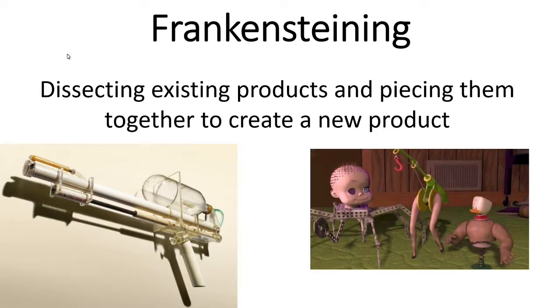Frankensteining. Okay, so dissecting existing products and piecing them back together to create a new product. On the left-hand side, that is the original Super Soaker. That was created with a bunch of PVC and different parts. That's what I would consider a Frankenstein prototype. On the right, you see from the movie Toy Story, a bunch of toys that the not-so-nice next-door neighbor created by taking apart toys and piecing them back together.